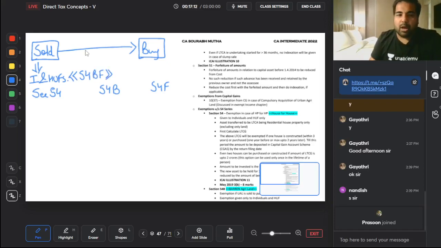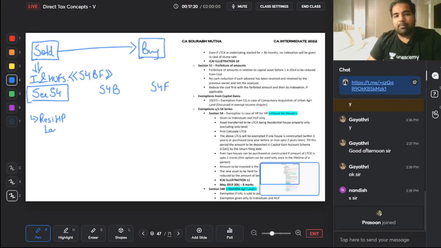That is a shortcut how I remember section 54B and F. Now let's tackle section 54 first. Very patiently guys, you will listen to me, very important section. Section 54 says that what are you selling? You're selling a residential house property. Yes, you're selling a residential house property.